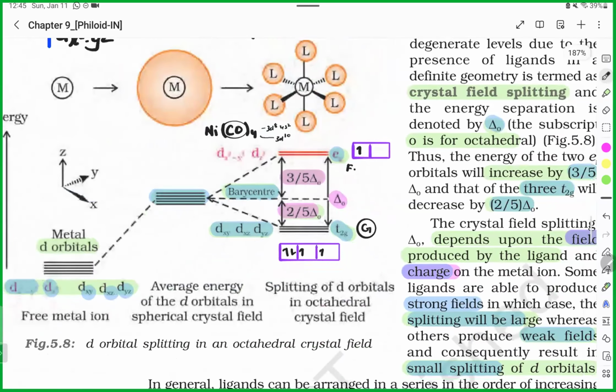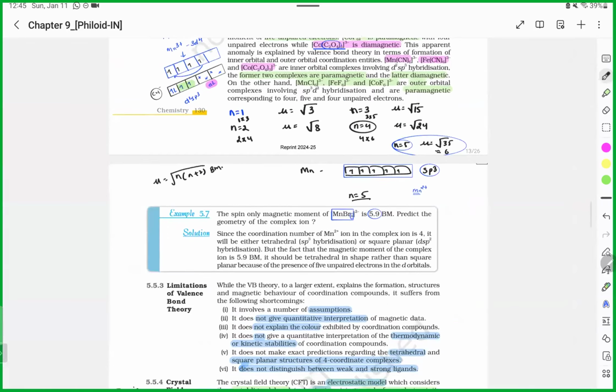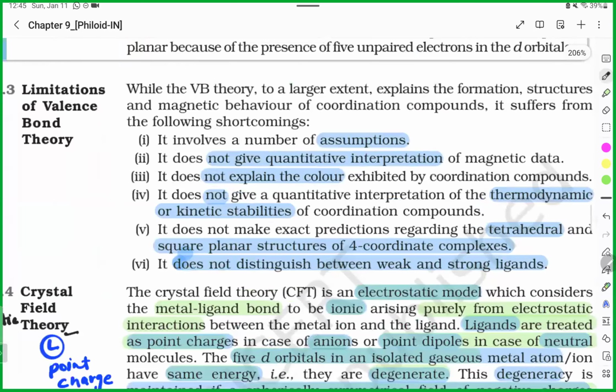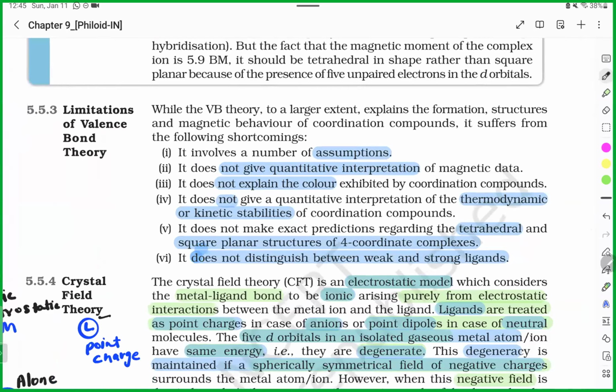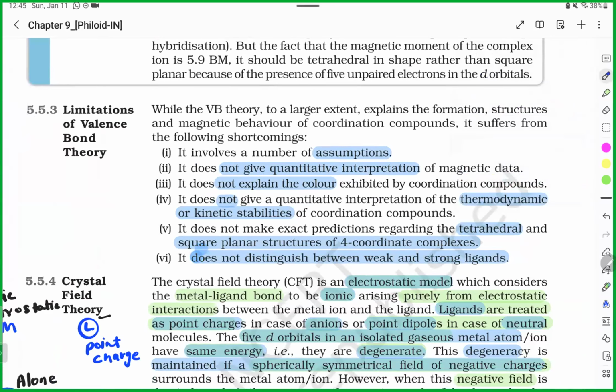Tell me, guys, does anybody have a doubt in valence bond theory? Let's do the limitations, then we can focus on the most important topic of this chapter, crystal field theory. This year in 2025, we got a question from crystal field theory about the energy. I will take one more class for crystal field theory and the remaining topics. The remaining topics are easy. Crystal field theory you need from scratch.